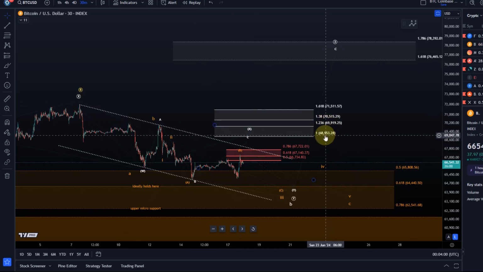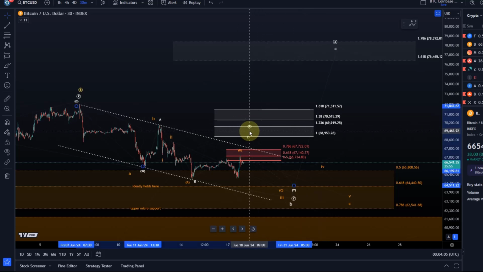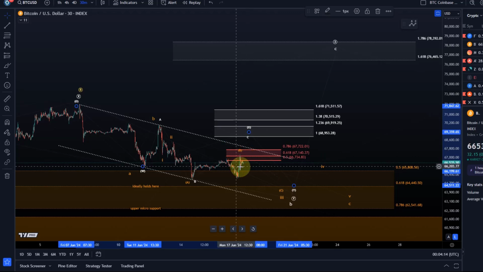The resistance area is between 68,950 and 71,511. There could be an X wave rally in a flat structure before we come down again. So pay attention to these levels, but before we get there, there is another area to cross, another resistance area, and that's based on the orange microstructure.